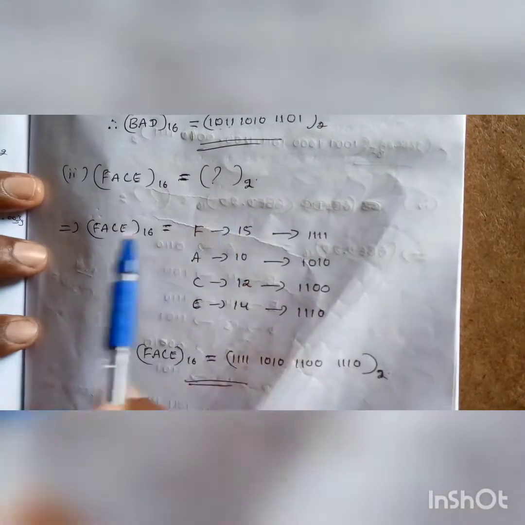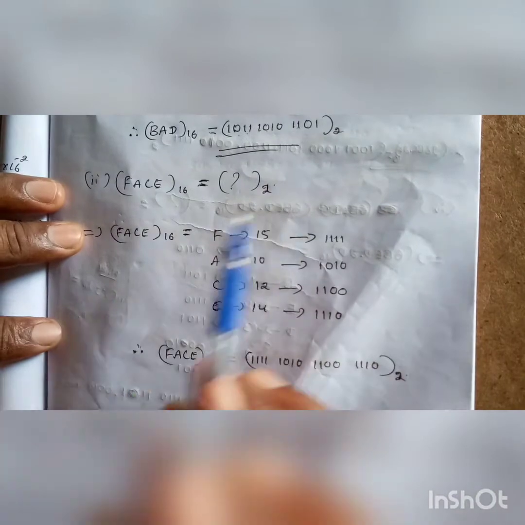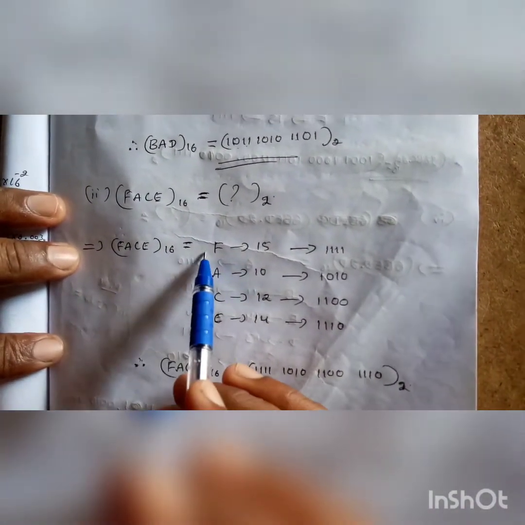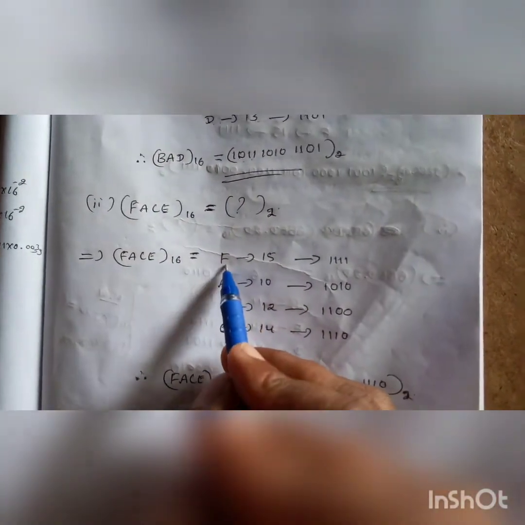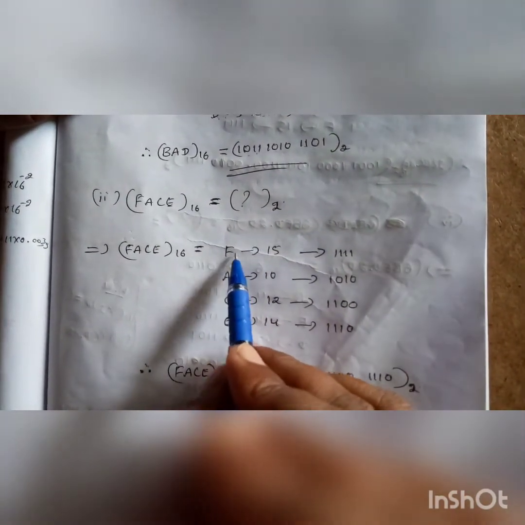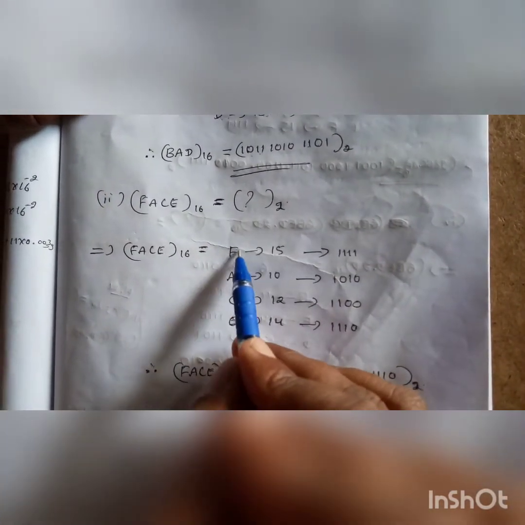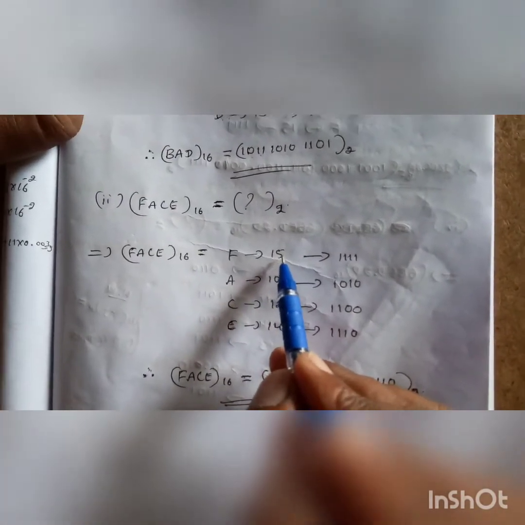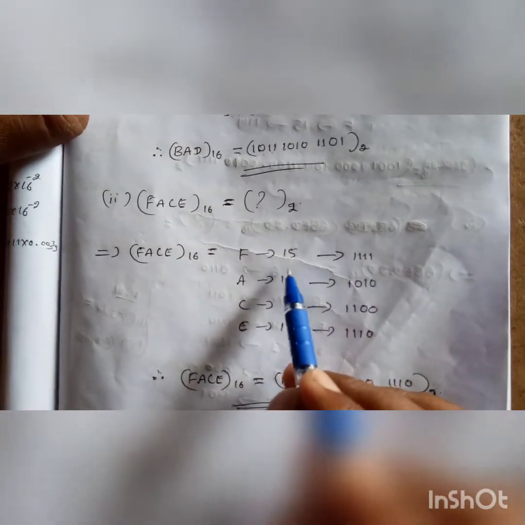Let's take another example, FACE base 16 to binary conversion. Given FACE base 16, we have to convert it to binary. The decimal value of F is 15, and the binary value of 15 is 1111.